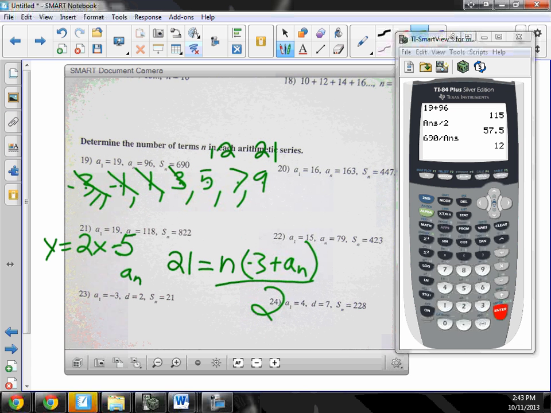But what does a sub n equal? How would we calculate a sub n if I knew what n was? If n equaled 6, where would I plug in 6? I would plug it in here for the x. So what if I just went like this? A sub n is just 2 times n minus 5.